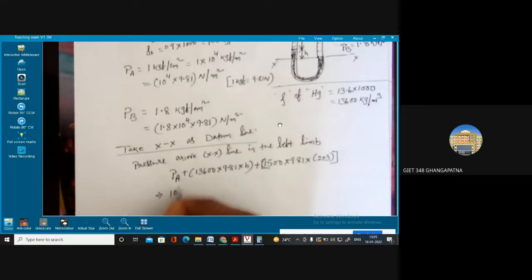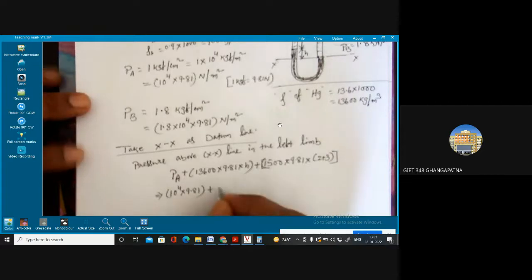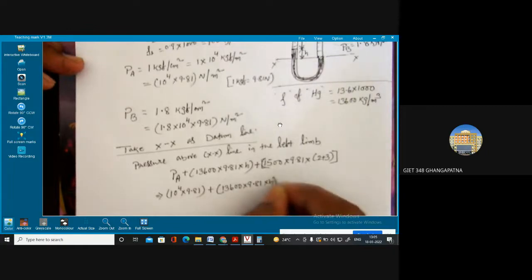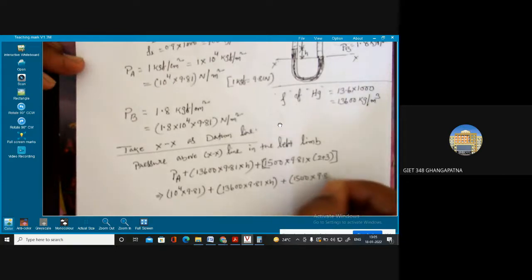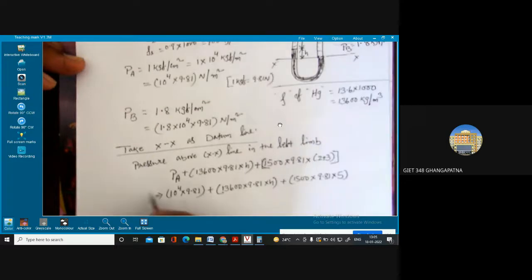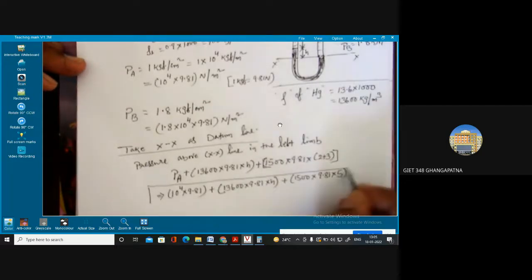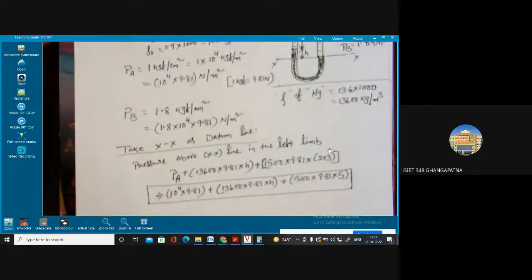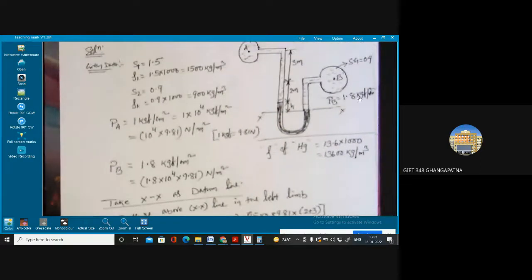10 to the power of 4 into 9.81. Plus 13600 into 9.81 into H plus 1500 into 9.81 into 5. So this is the total pressure in which side? Left side or not? Yes, sir, the left side. Now let us go to the right side. Please see carefully.